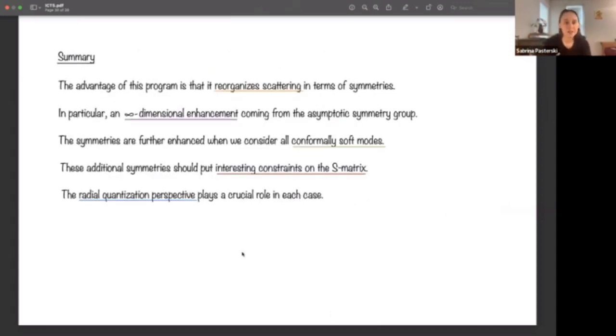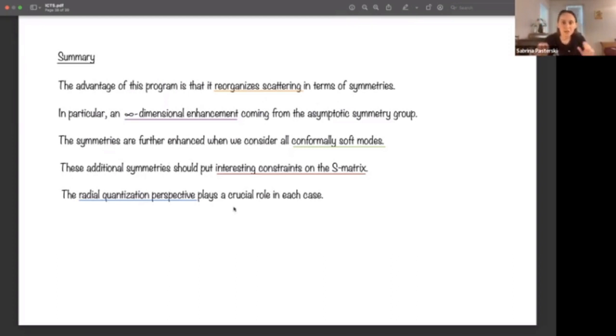So this is all I wanted to say for the talk today. The advantage of this program is reorganizing scattering in terms of symmetries, and there are two types of infinite number of symmetries. There is this infinite dimensional enhancement we get from the asymptotic symmetry group, which really motivated the story in terms of the stress tensor being there, so then going to the boost basis. But also there are these sets of symmetries we get if we look at all conformally soft modes, which are looking for flux relations at subleading orders in r, if there are any.